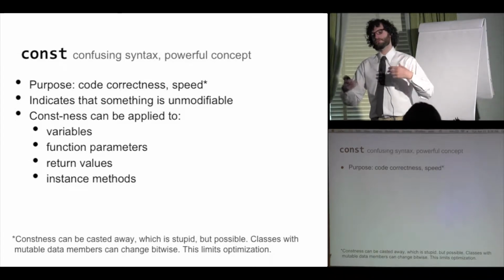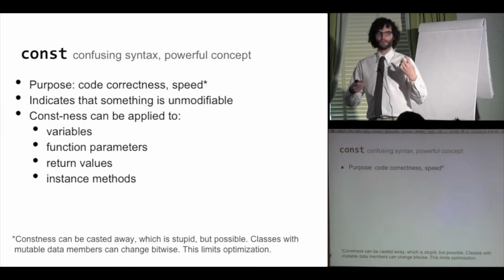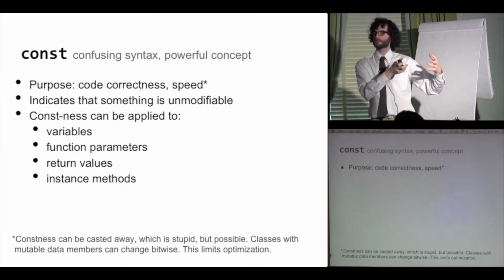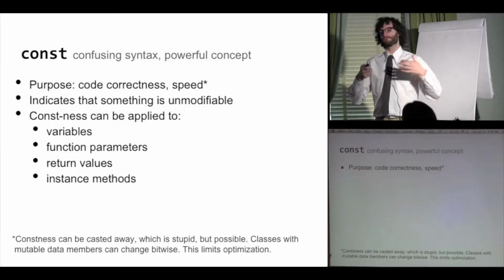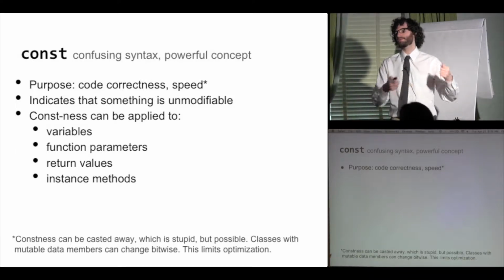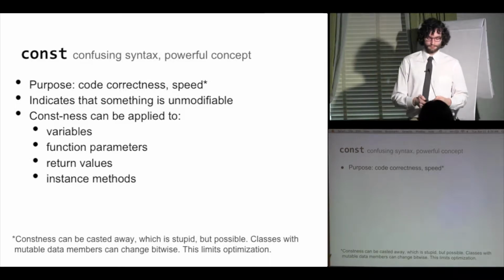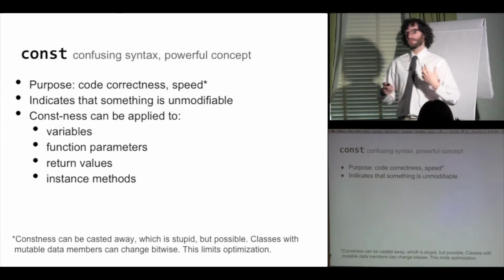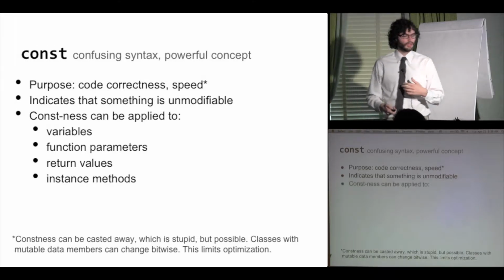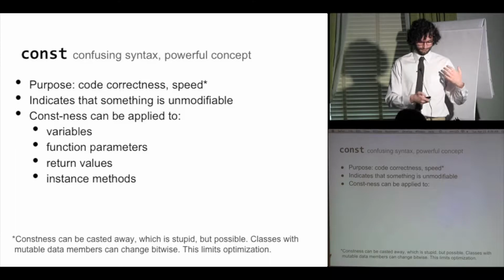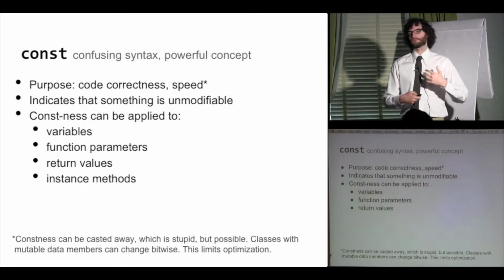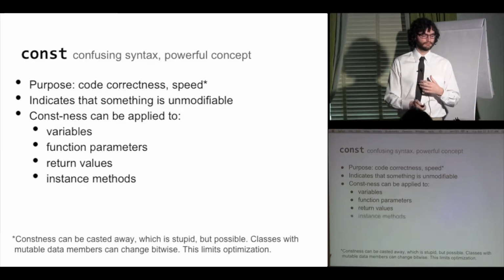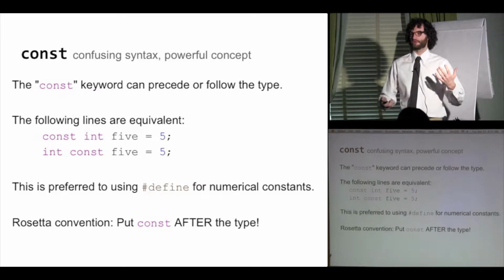And it's not speed in the sense that you can optimize things better. It's speed in the sense that if you want to make sure that something isn't changing your data structure, you don't have to copy it and then modify it and then check and make sure that it's the same. You can just enforce that it cannot change. So it allows you to pass things by reference instead of by value and all this other stuff. And what this keyword does is it indicates that something is unmodifiable, and you can apply it to variables, function parameters, return values, instance methods, etc.